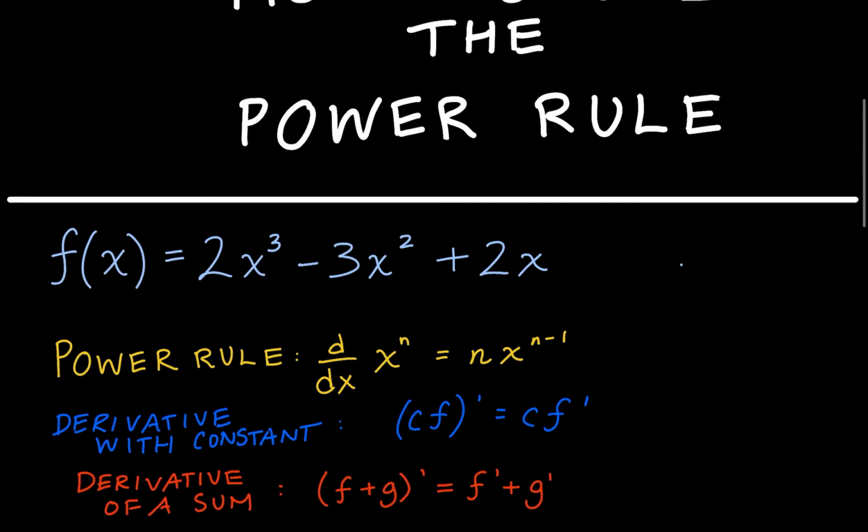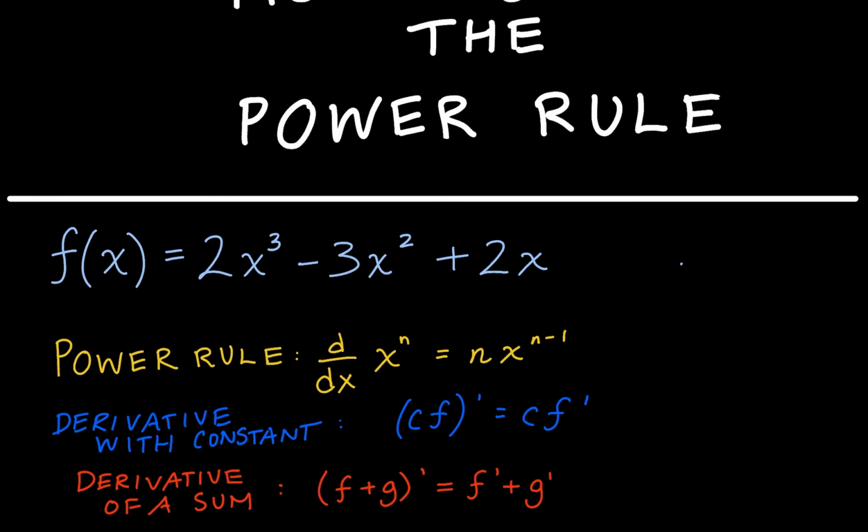A third rule that's useful is that if you're taking the derivative of a sum of two functions, you can take the derivative of the first function and add it to the derivative of the second function. So we're just looking at addition in this case.